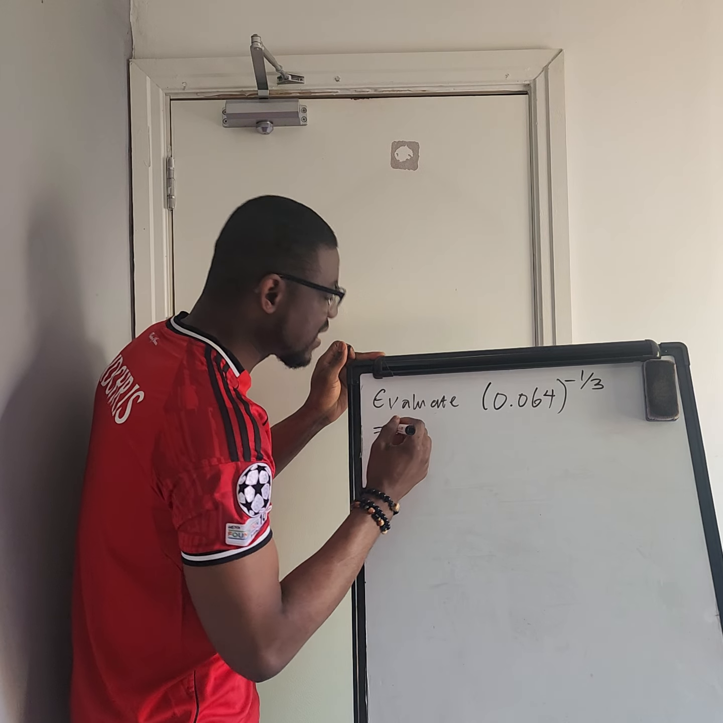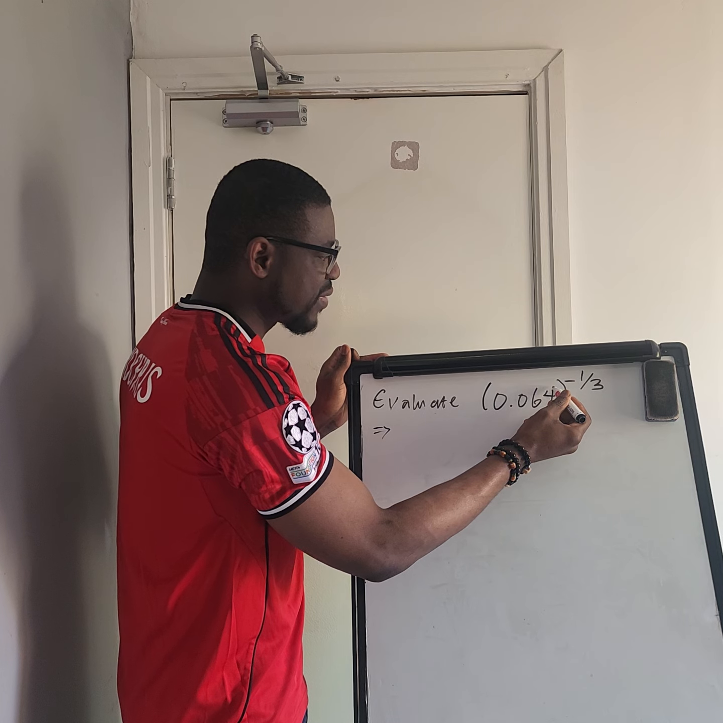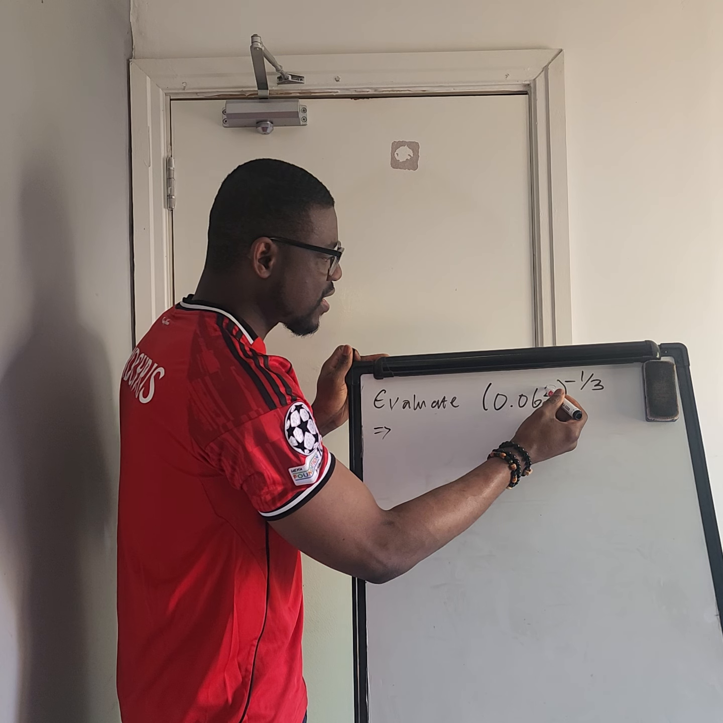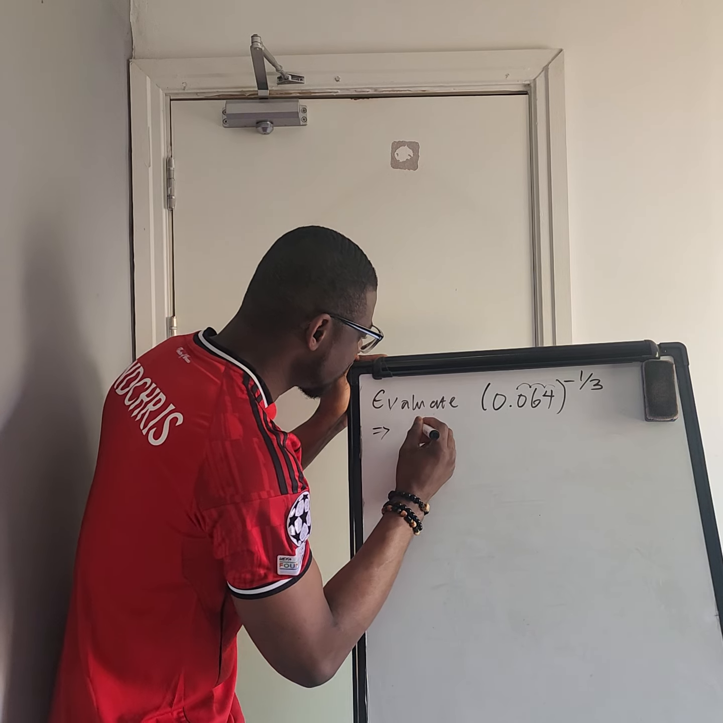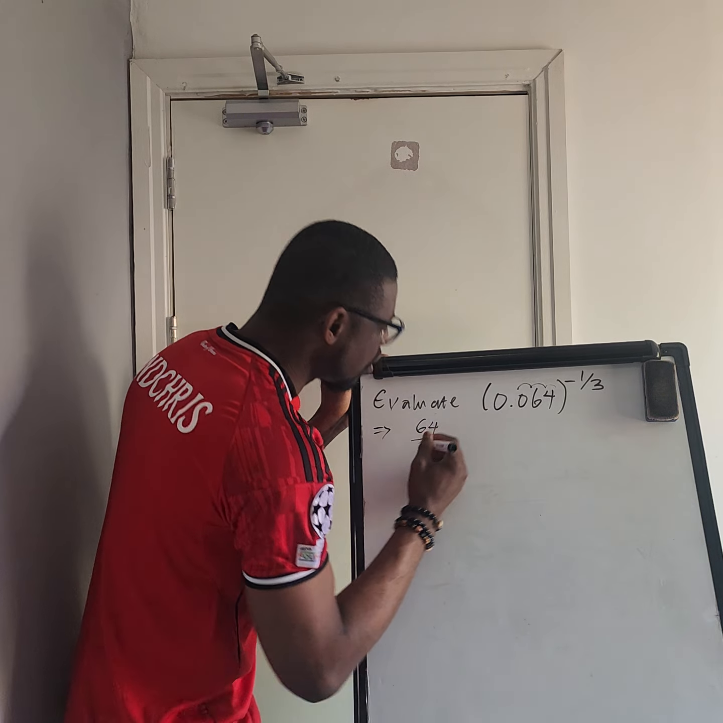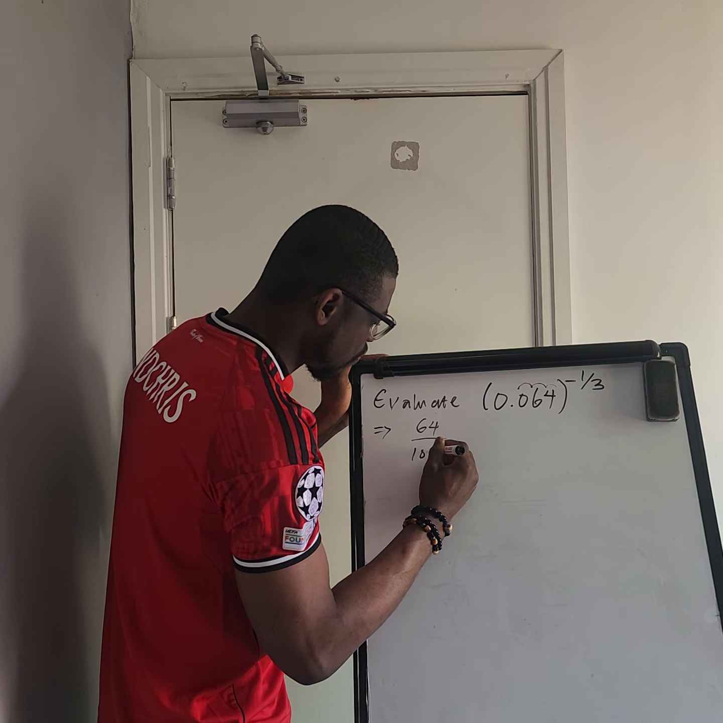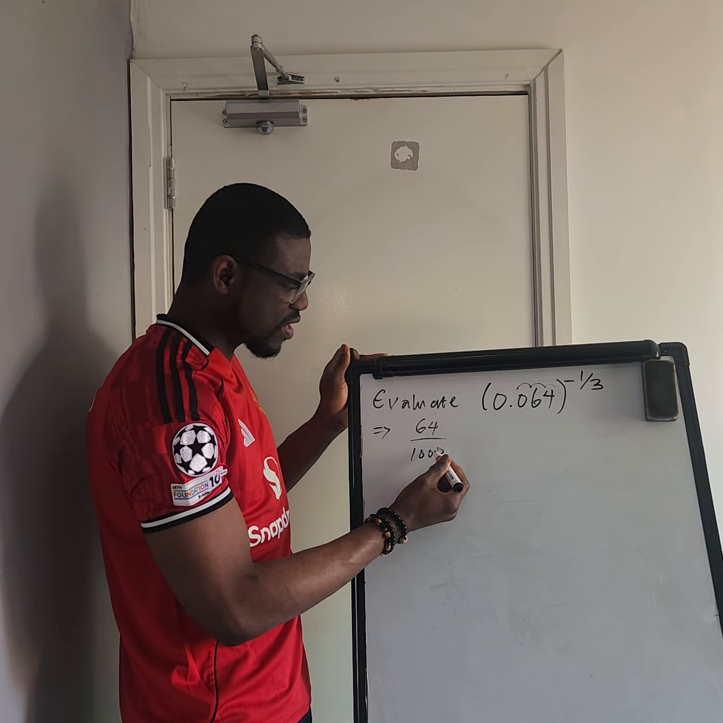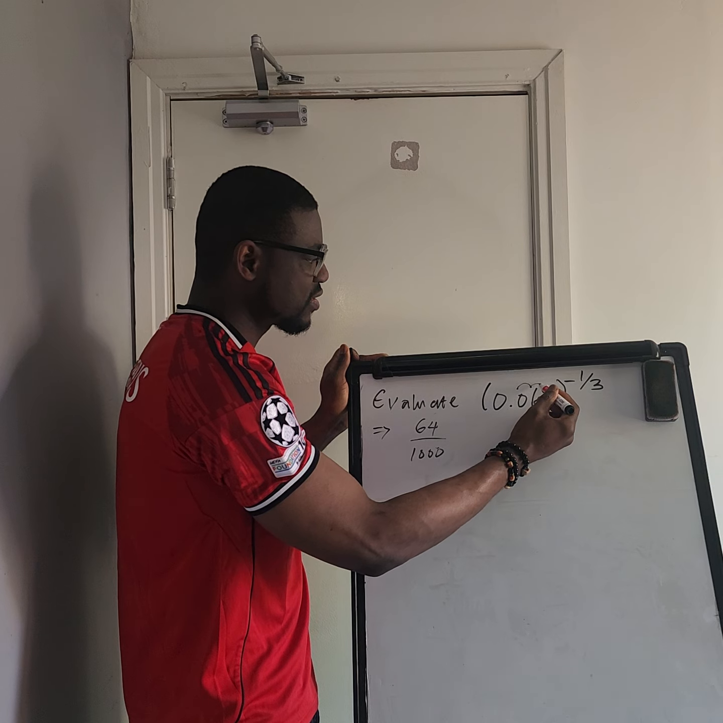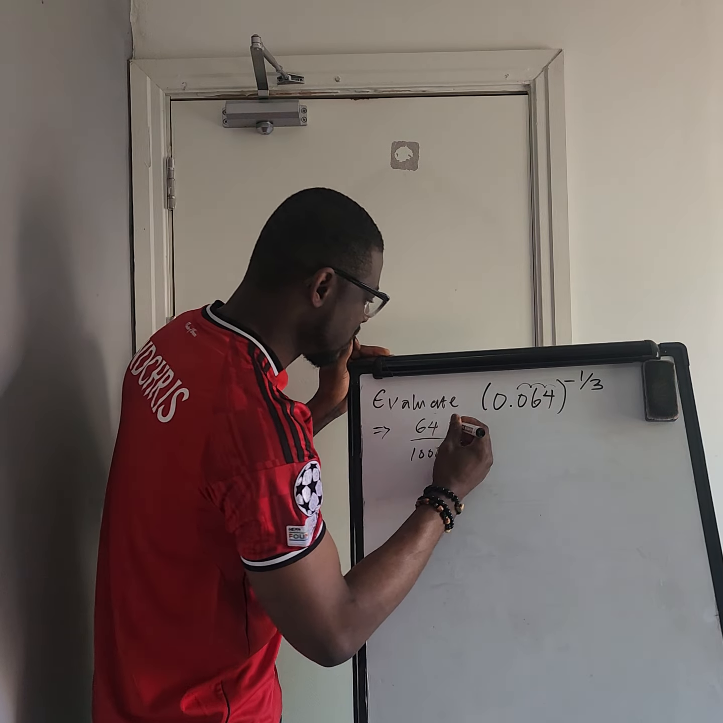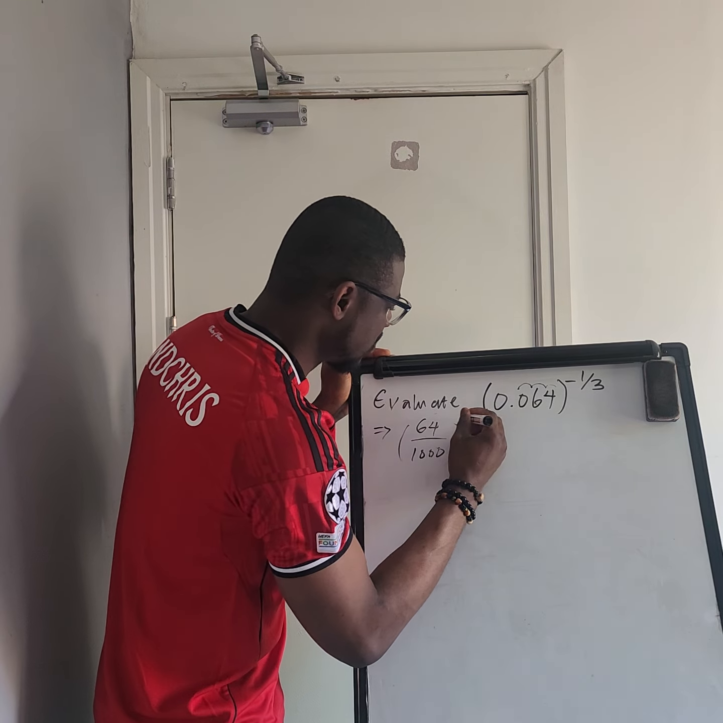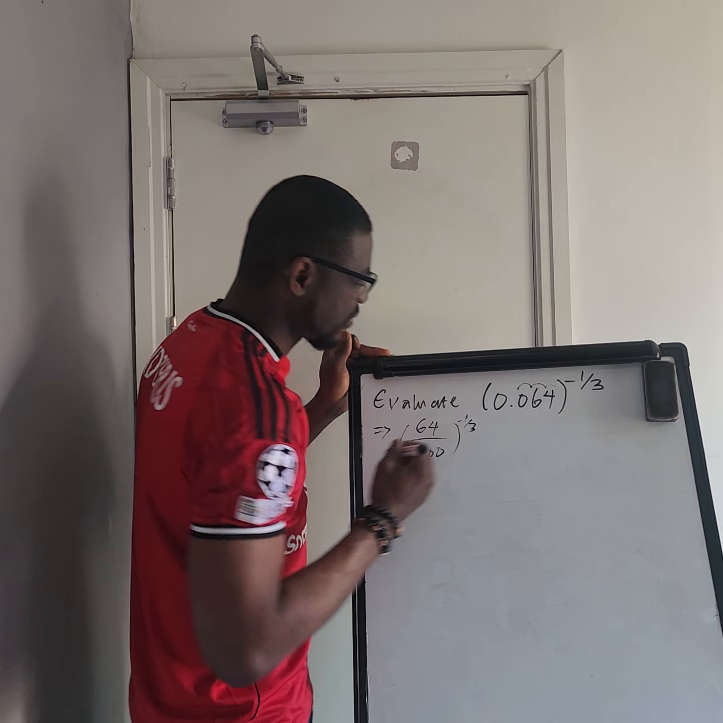This can then be written as, if I count from here, 1, 2, 3. How many places? 3 places. So I'm going to have 64 all over 1000. You can see 1, 2, 3 because I counted 1, 2, 3 until the decimal point. So this is same thing as this, raised to power minus 1 all over 3.